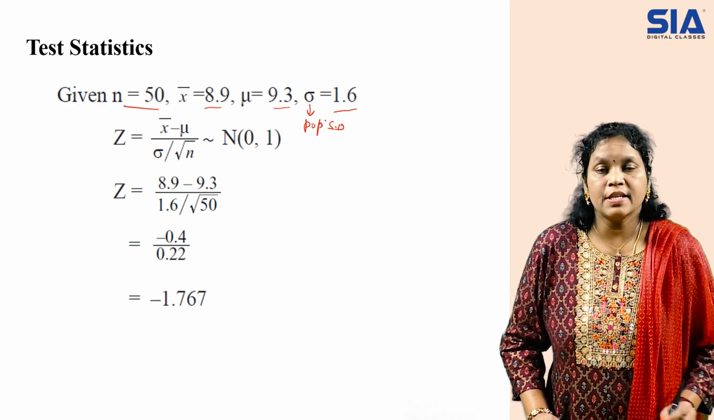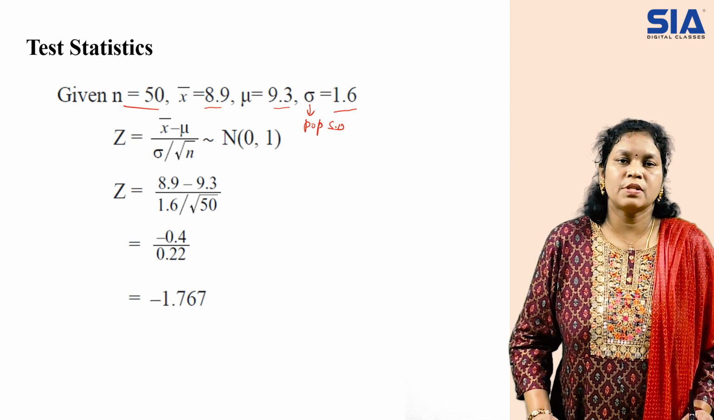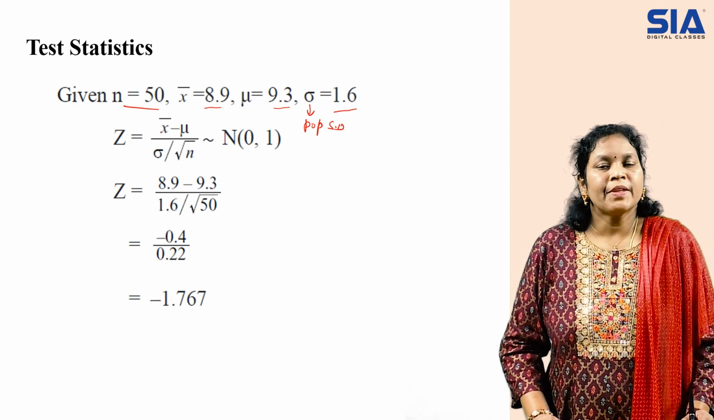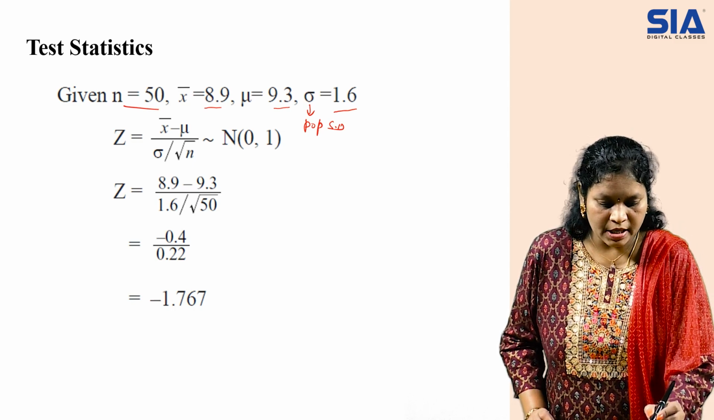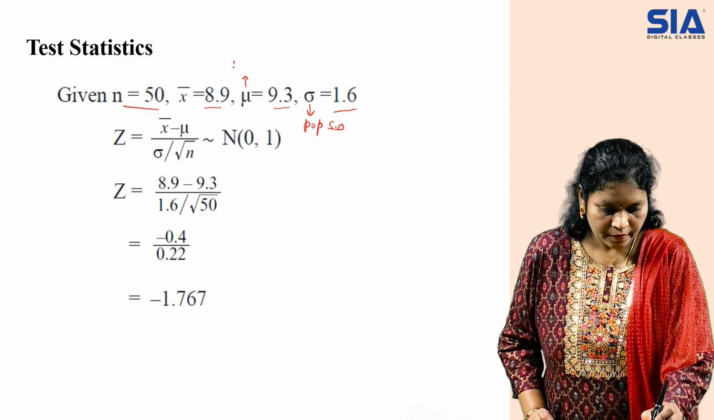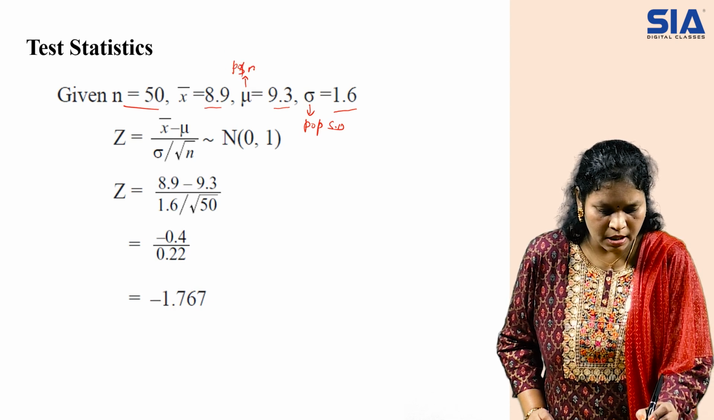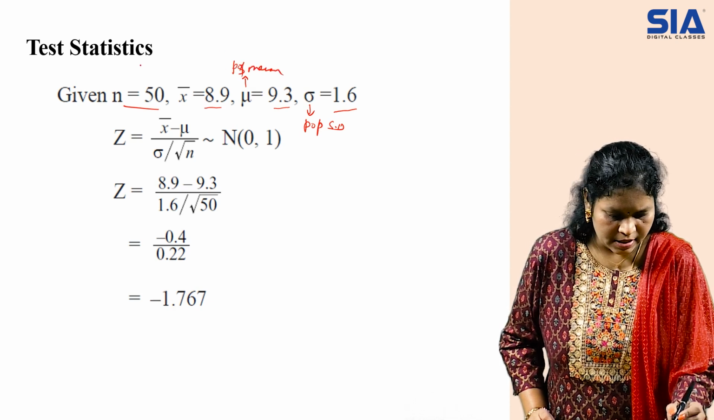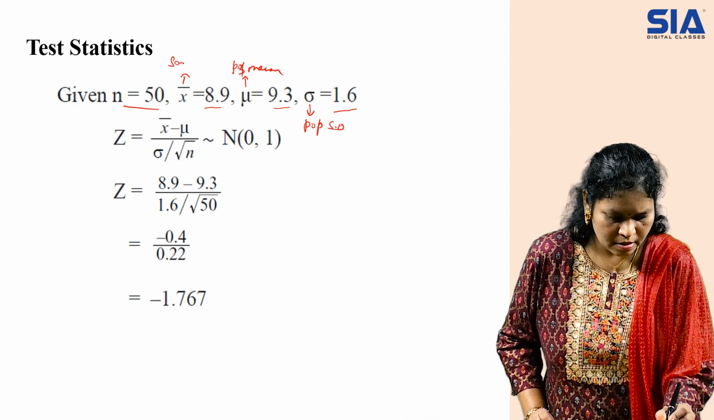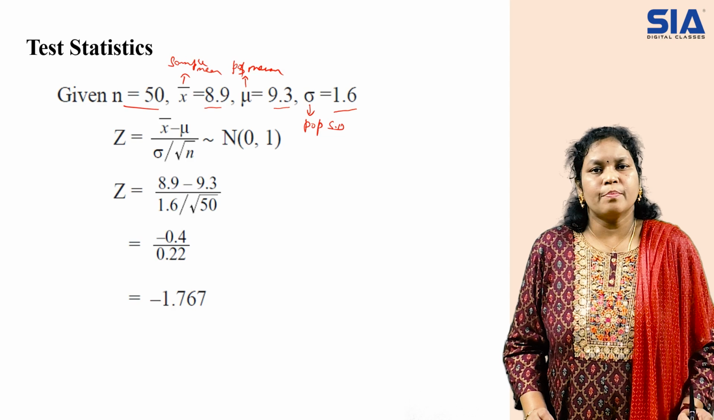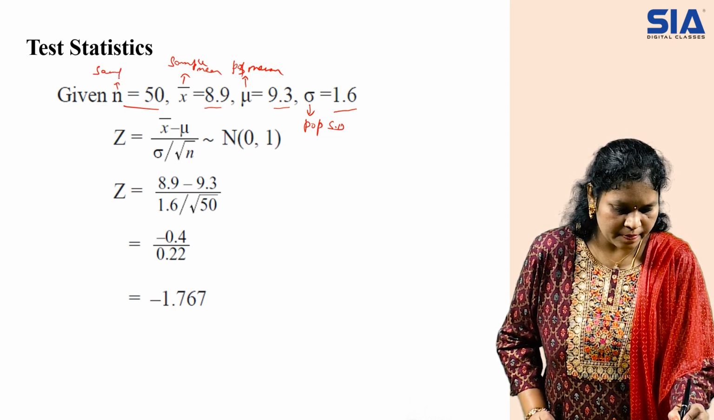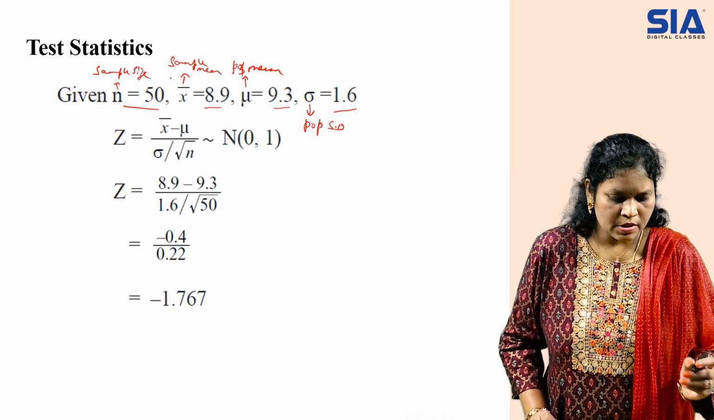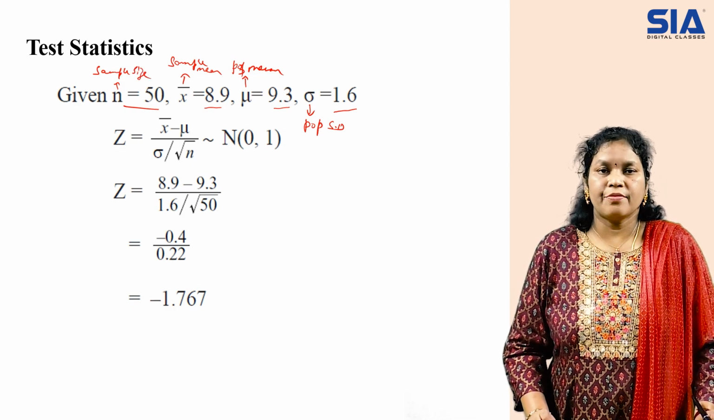You need to identify which are population values and which are sample values. Based on that only we can go for the particular formula or test. So sigma is the population standard deviation. Mu is the population mean, right? Next, x bar is the sample mean, right? And n, always small n, is the sample size. So these are the data we need to identify through the question.